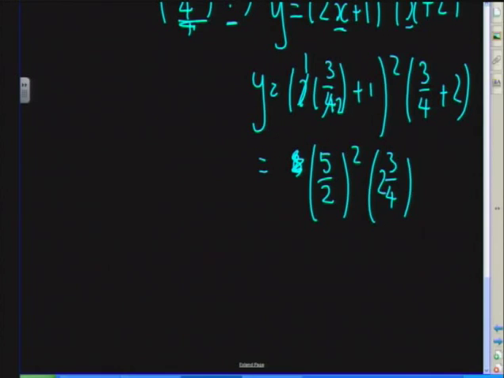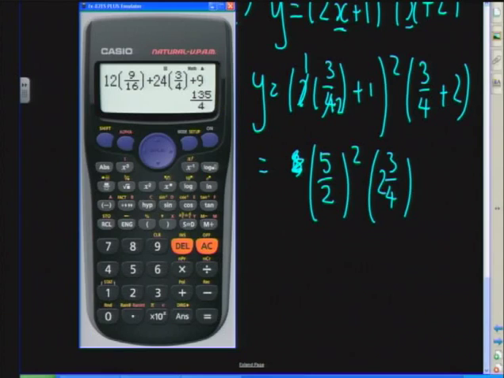We're just going to do that on the calculator, or you could put everything on your calculator and see what you end up with. So we've got 5 over 2, and we're going to square that, and then we're going to times it by 2 plus 3 over 4.